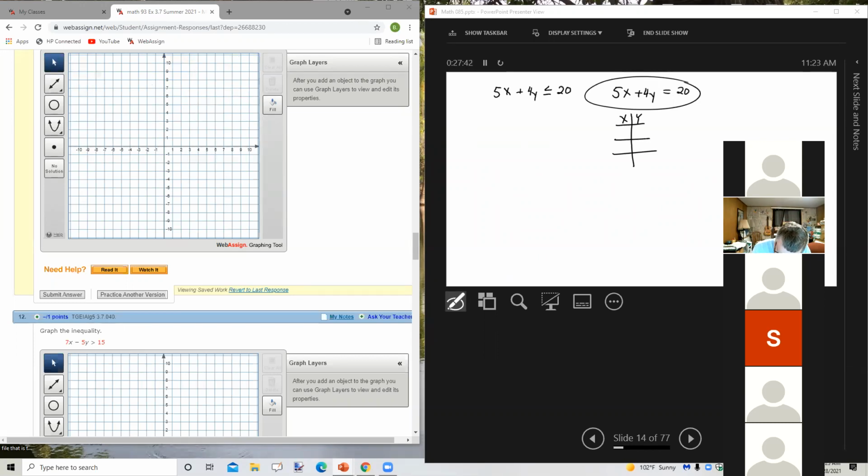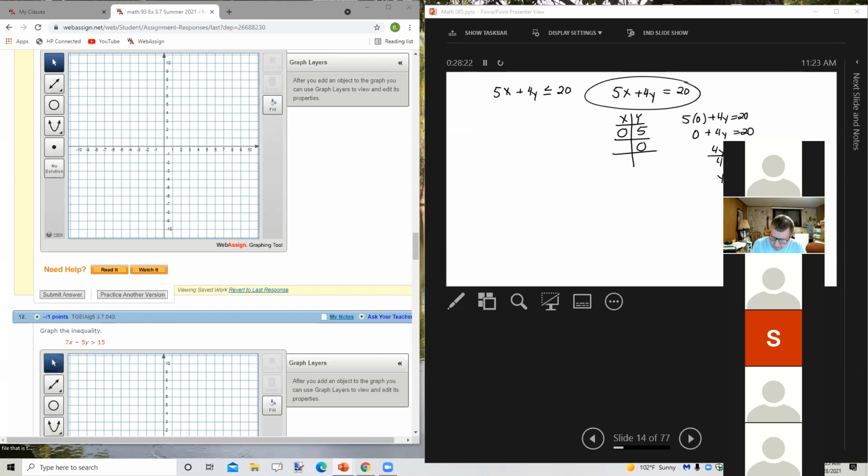So to find the y-intercept, I'll set x equal to 0. To find the x-intercept, I'll set y equal to 0. Remember, x and y intercepts are where the graph cuts through the x-axis or the y-axis. So let's complete those ordered pairs. Let's take the case where x is 0. So we have 5 times 0 plus 4y equals 20, which is 0 plus 4y equals 20, or 4y equals 20. Divide by 4, y equals 5. So there's 1 point on the graph.